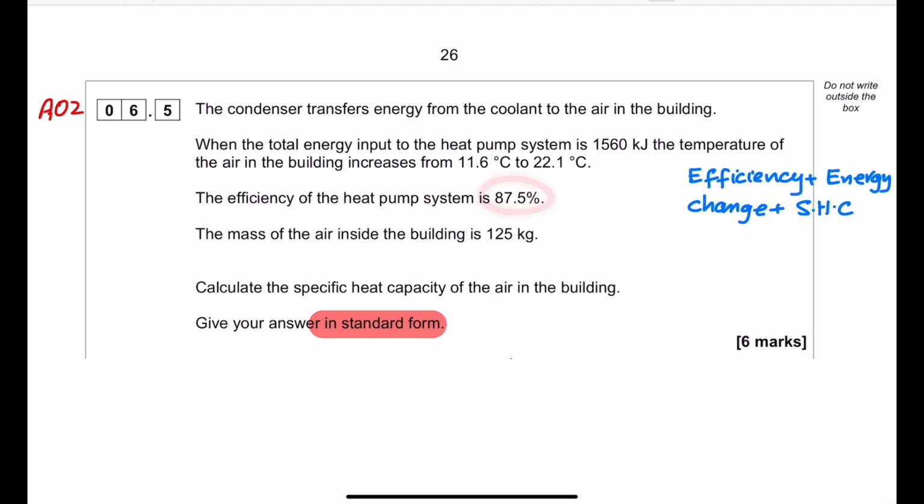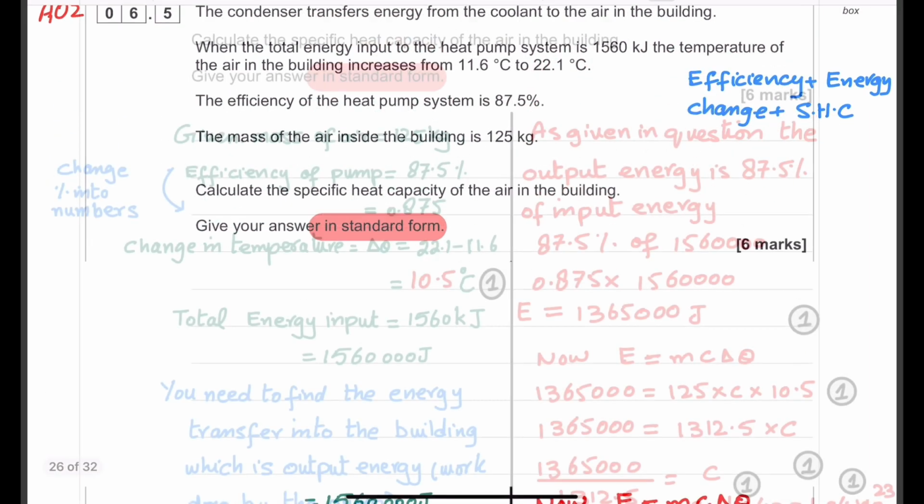This is the energy given to the heat pump, but the pump is only 87.5% efficient. Therefore, first of all, we need to find the temperature difference for specific heat capacity. Second, we need to find the energy which is given by the pump, that is 87.5% of the input energy. With the help of that energy, we are going to find the specific heat capacity. Let's see the model answer.